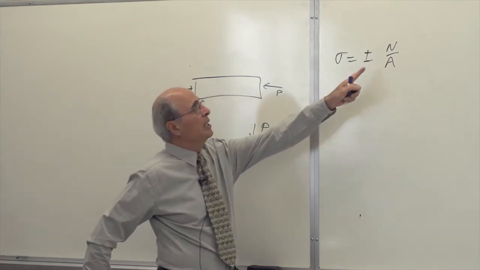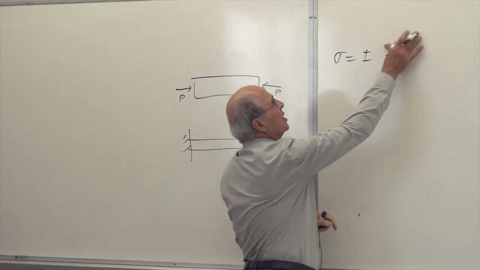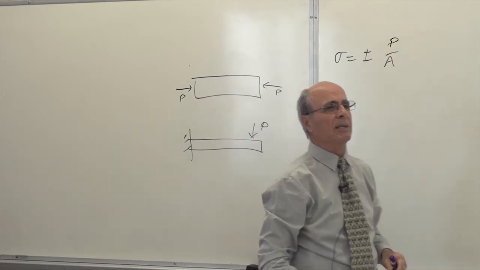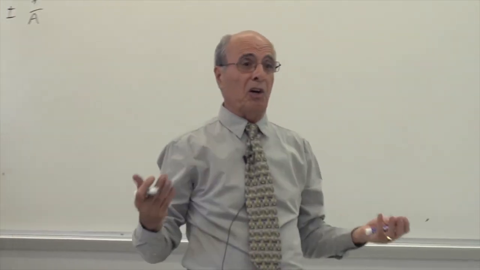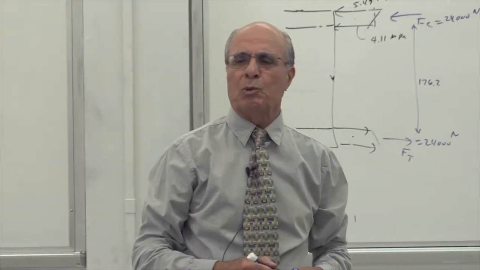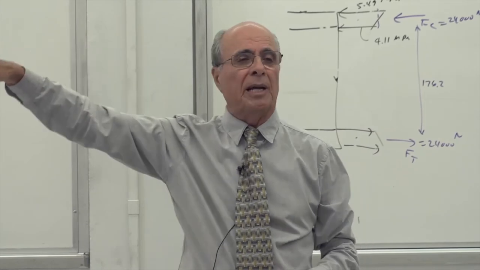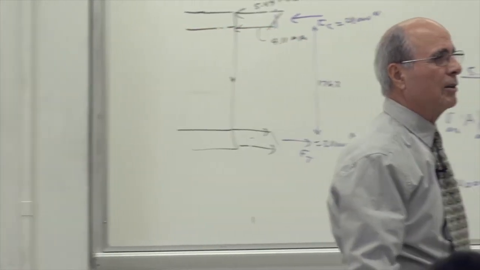They are already seeing sigma. First of all, they didn't see it this way. They saw it this way. Everybody understand what I'm saying? Since they saw it this way, they saw a P, and so, okay, sigma must be P over A. Absolutely wrong. If they are there, they have to take ME218 one more time. Look what is there.